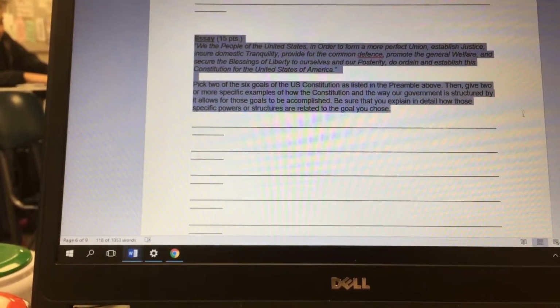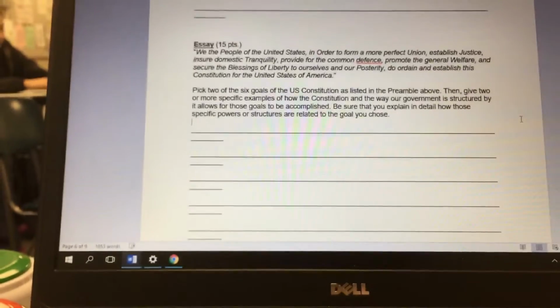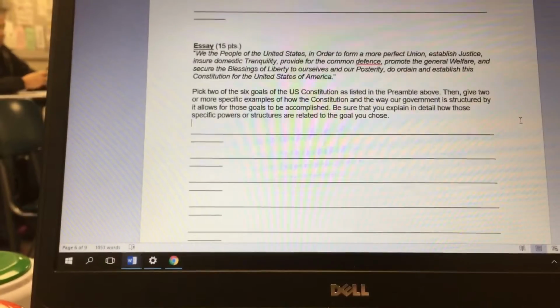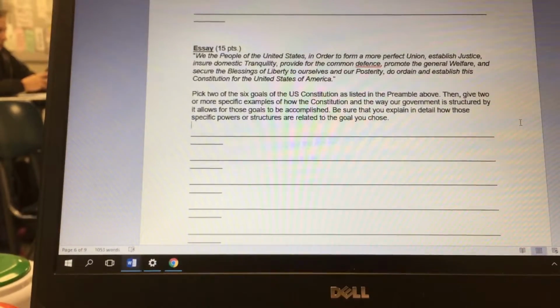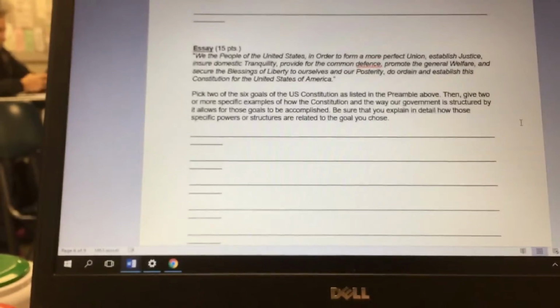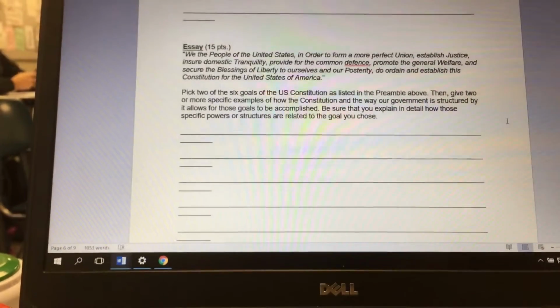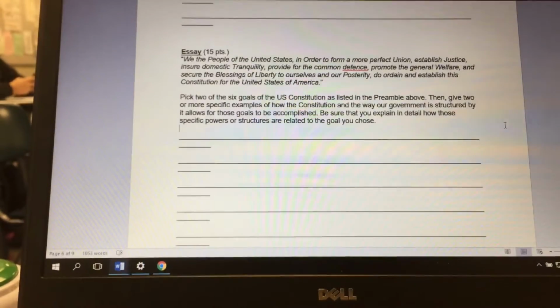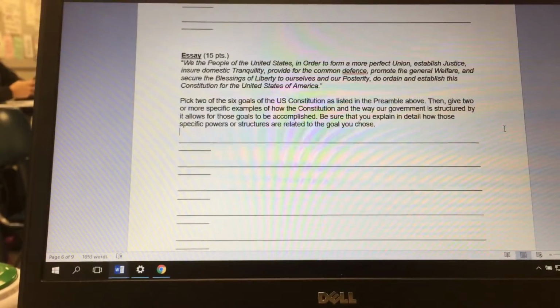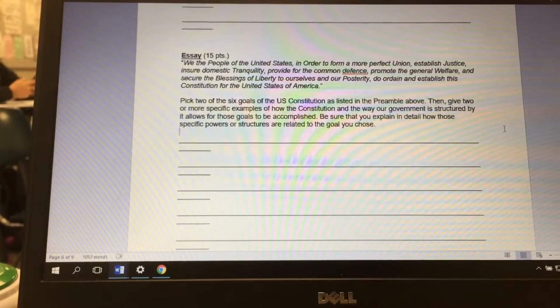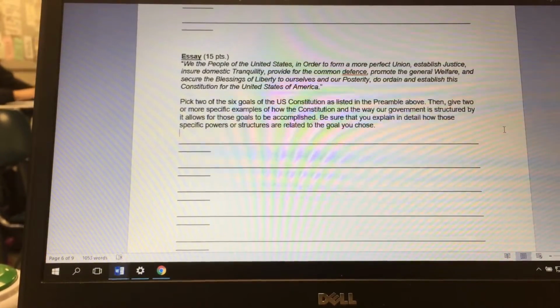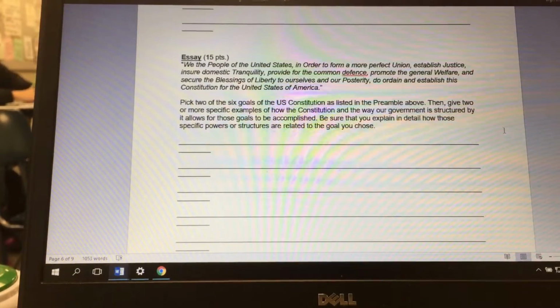Essay, 15 points. We the people of the United States, in order to form a more perfect union, establish justice, ensure domestic tranquility, provide for the common defense, promote the general welfare, and secure the blessings of liberty to ourselves and our posterity, do ordain and establish this Constitution for the United States of America.